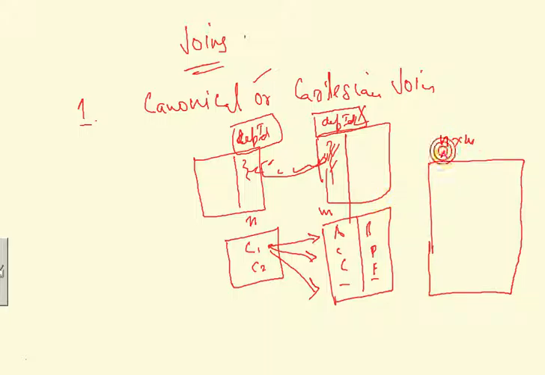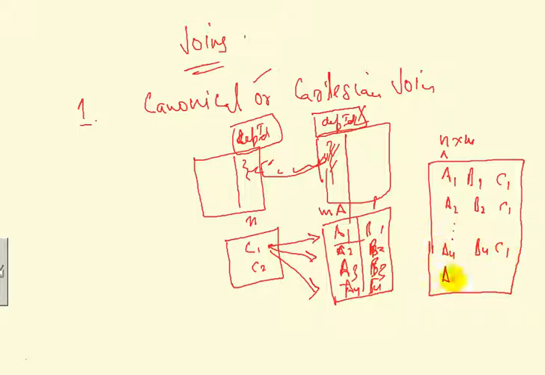So here, say for example, these are A's and B's: A1, B1, A2, B2, A3, B3, A4, B4. So what does the Cartesian product do? It combines everything. A1, B1 with C1, then A2, B2 with C1, and so on up to A4, B4 with C1. Then it starts with C2: A1, B1 with C2, and so on up to A4, B4 with C2. So this is how we join the two tables.